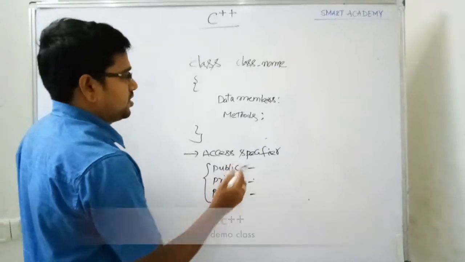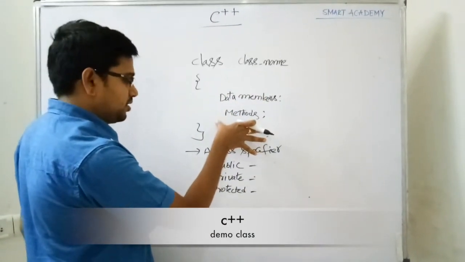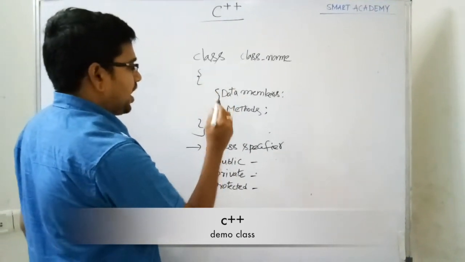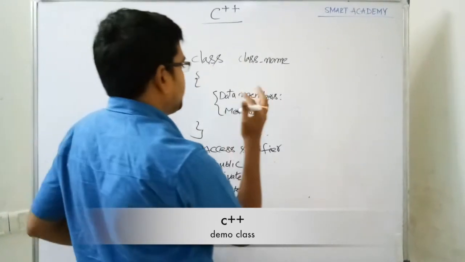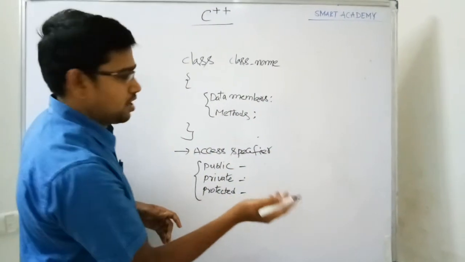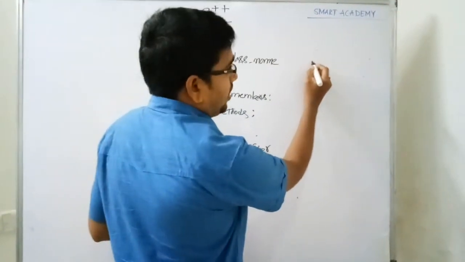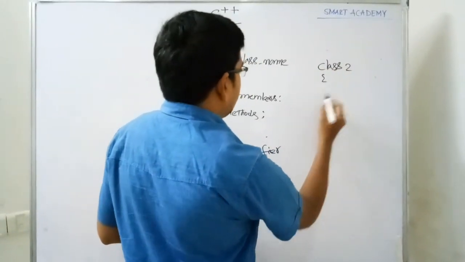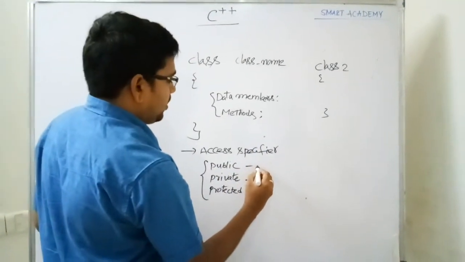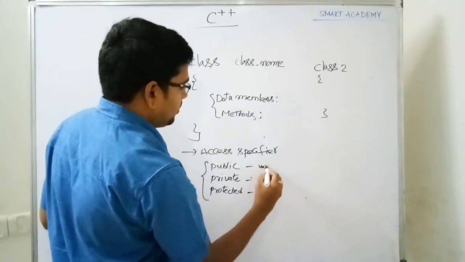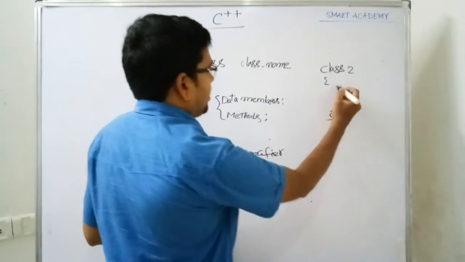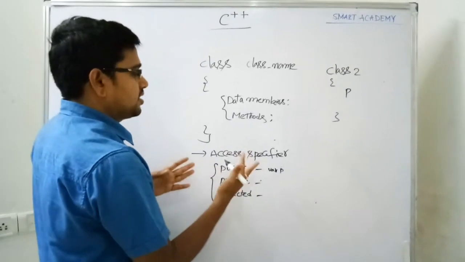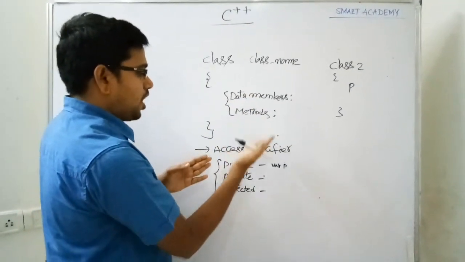So public means the data members and methods, if I define them as public, then they can be accessible anywhere in the program. I mean to say anywhere outside the class also. Let's say if I define another class here, this is class 2. So I defined a variable called P. Okay, then can I access P here? Yes, I can, because it is public, and I can access the data members and methods outside the class also.